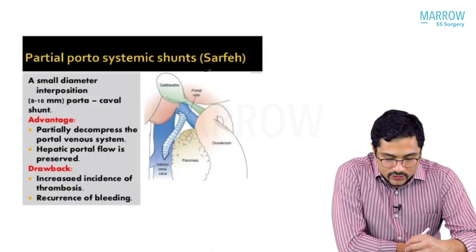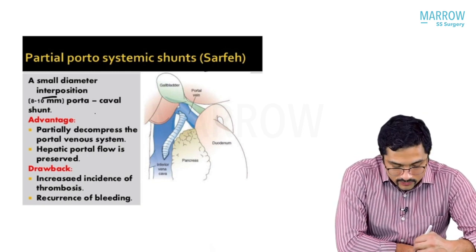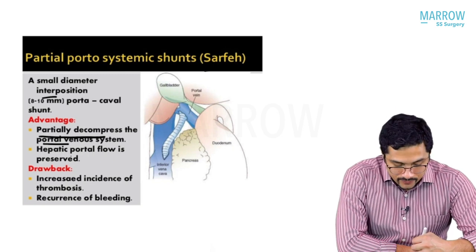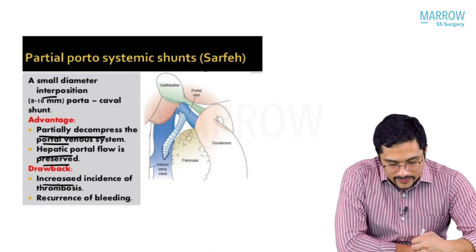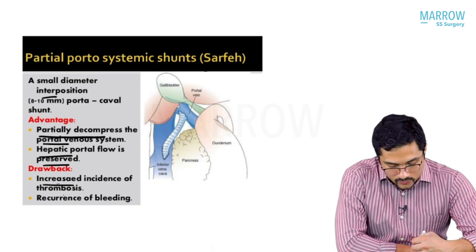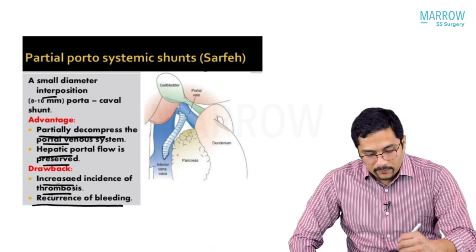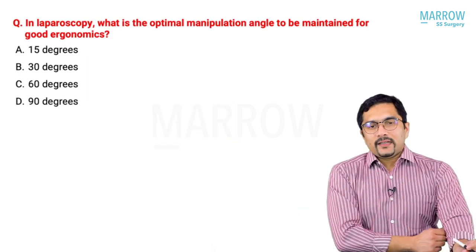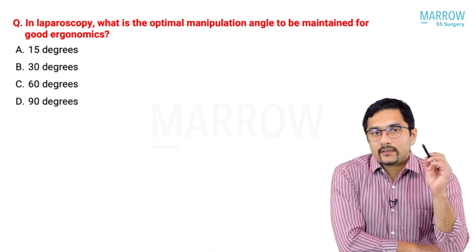Partial portosystemic shunts, or the Sigma shunt, is a small diameter portocaval shunt. It partially decompresses the portal venous system. Hepatic portal flow is preserved. The drawback is that there is increased risk of thrombosis and increased recurrence of bleeding, but Sigma is a selective shunt.